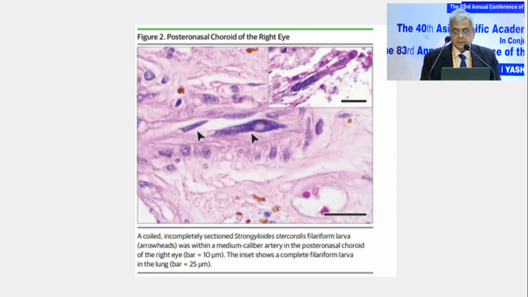On high power magnification, the parasite was seen, and this patient's lung also contained the same parasite. So what we are seeing are many cases of choroiditis which we are not able to identify and call autoimmune, but which could be due to some infectious organisms, including parasites.